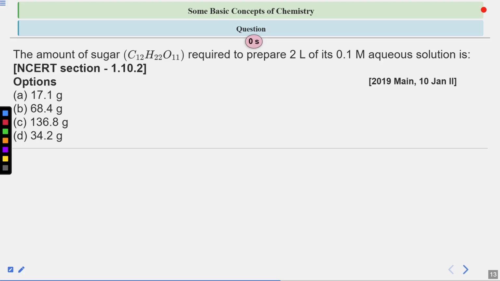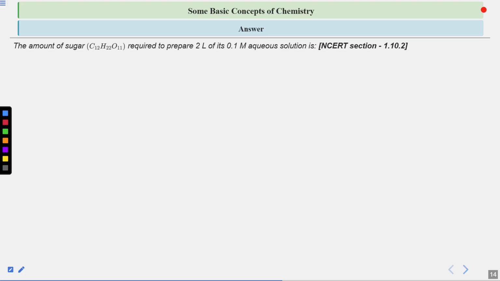Now let us move to the solution. The question is asking us to calculate the amount of sugar that is required to prepare a 0.1 molar solution, and the volume is given as 2 liter. The correct answer will be 68.4 grams, which is option number B. Here is the solution.